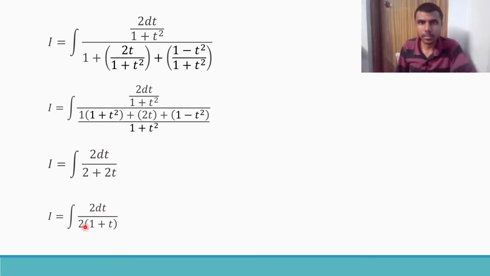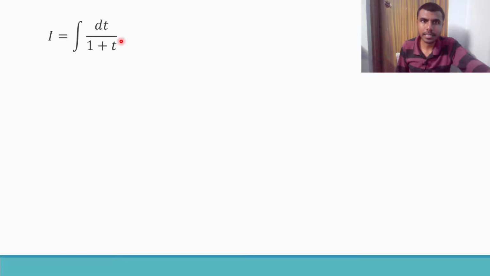Take 2 common from the denominator. So 2 would get cancelled, and I is nothing but the integral dt by 1 plus t. Very simple. The integral dx by x is log mod x. So similarly the integral dt by 1 plus t is nothing but log mod 1 plus t plus constant.